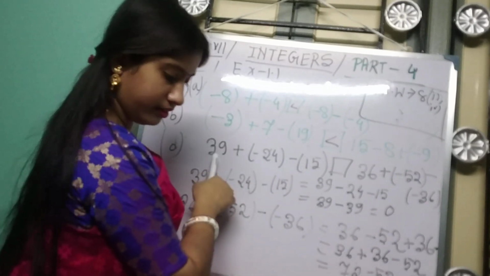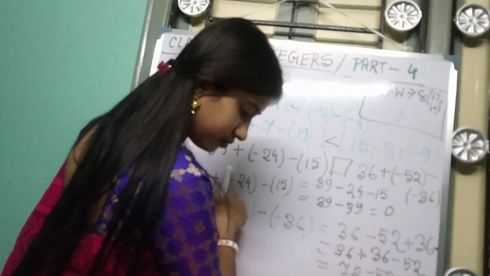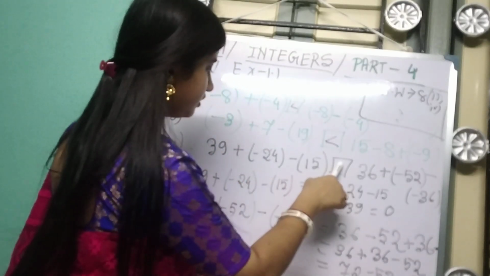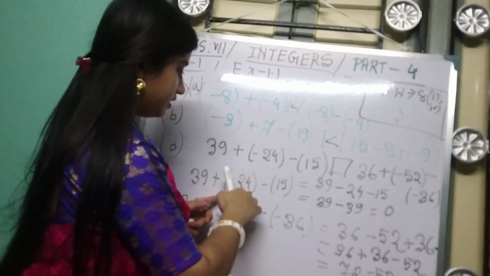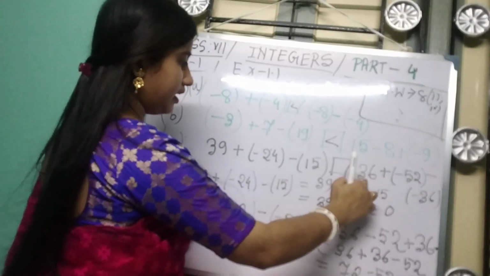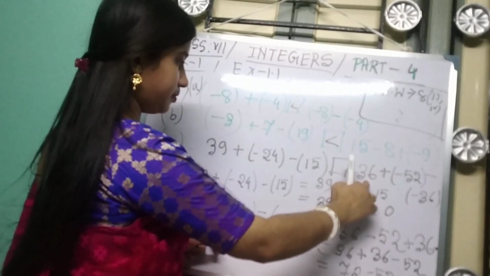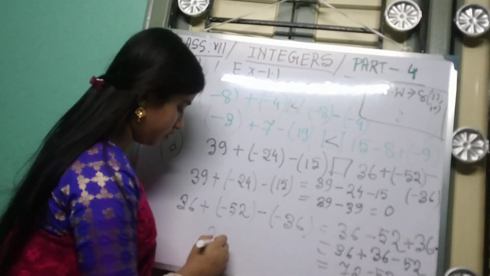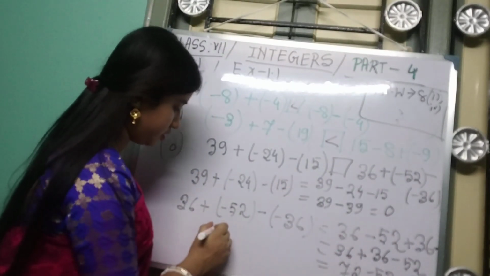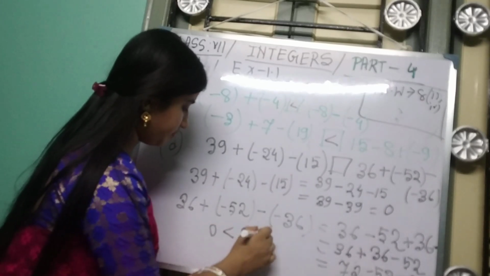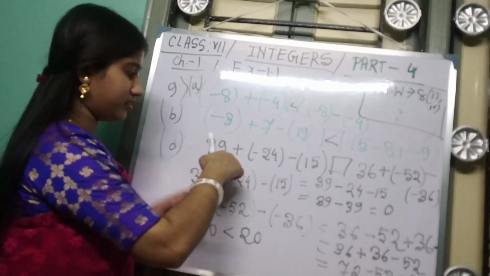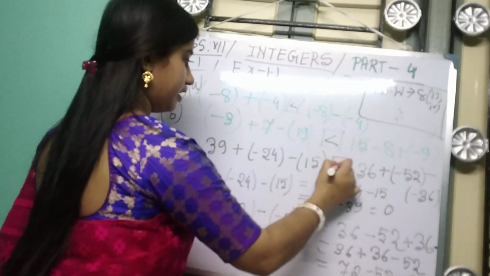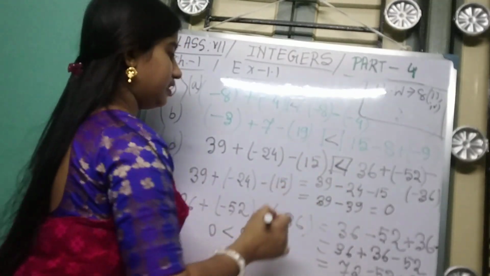And here 39 plus, this equals 0. And here 36 plus minus 52 equals 20. So 0 is less than 20. So here we put the less than symbol.